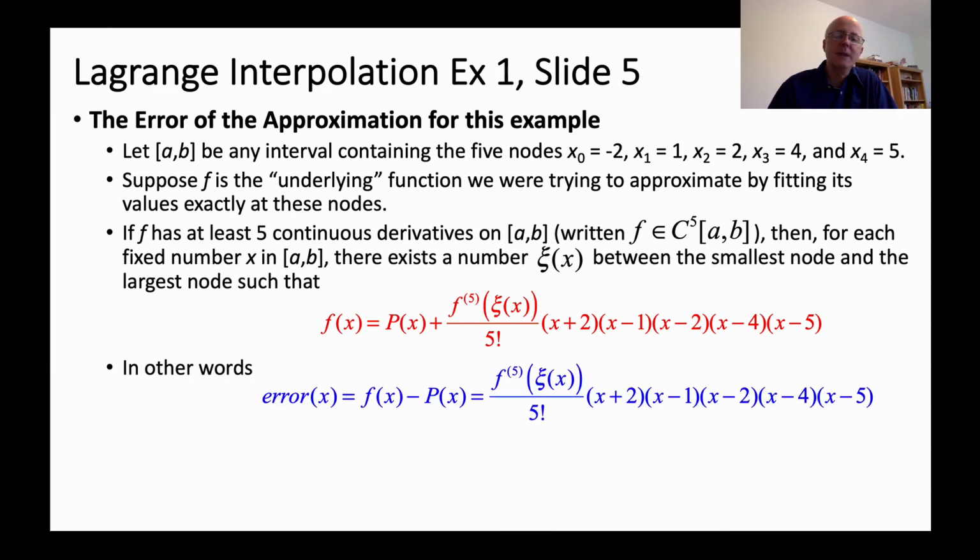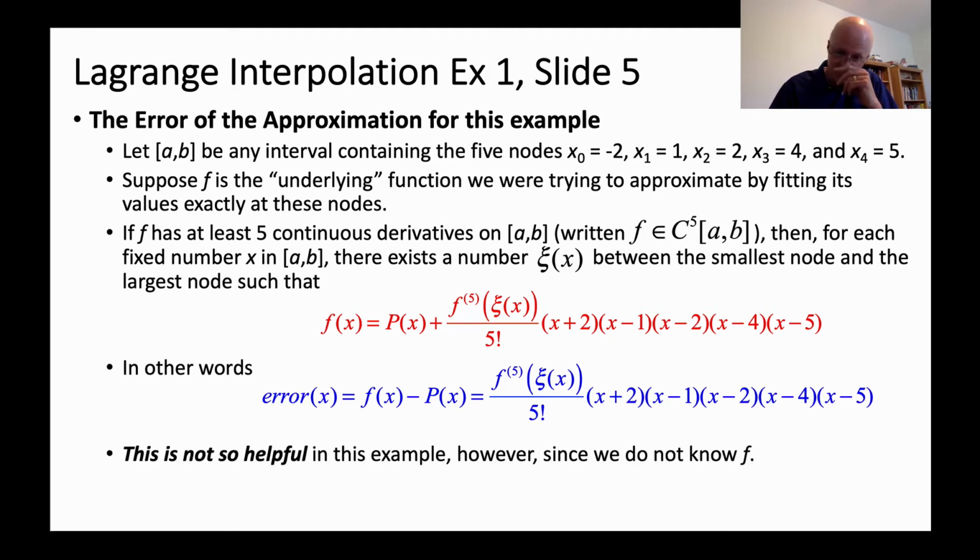In other words, if I solve this equation for the error by subtracting p of x from both sides, and I call it, say, error of x, that error as a function of x can be written in this way, that you see with the 5th derivative of f at xi of x divided by 5 factorial times the product of those linear terms in x.